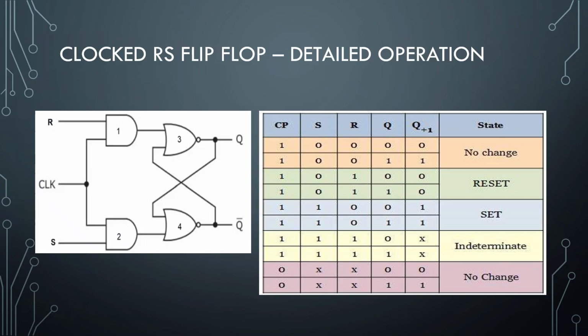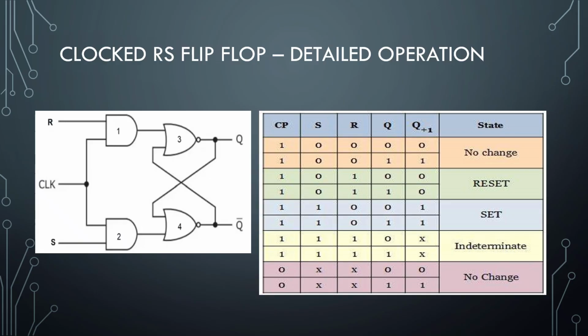Now, let's take a closer look at how the clocked RS flip-flop actually operates. On the left, we have the logic diagram. You will notice that both the set and reset inputs are gated through the clock signal. This means the flip-flop only reacts when the clock is high, helping ensure stable timed changes in output. On the right, we have the truth table, which lays out exactly how the circuit behaves for different combinations of inputs. When the clock is low, the inputs are ignored and the output remains unchanged.